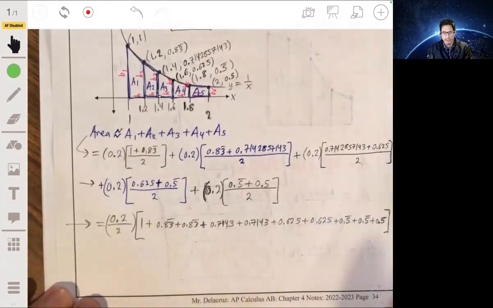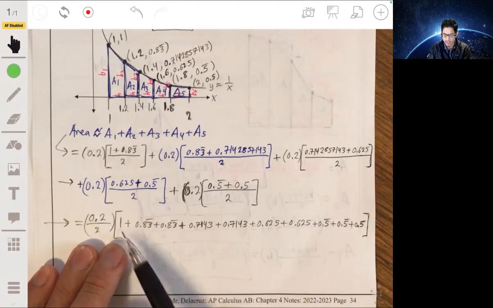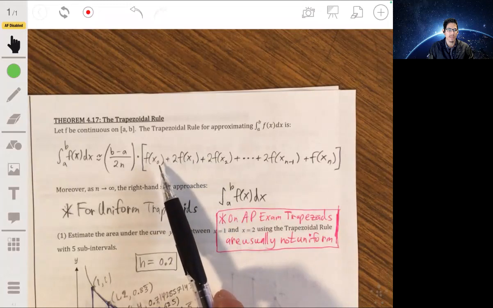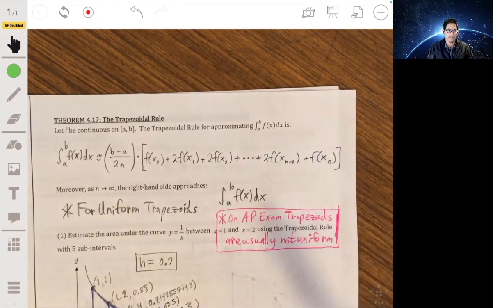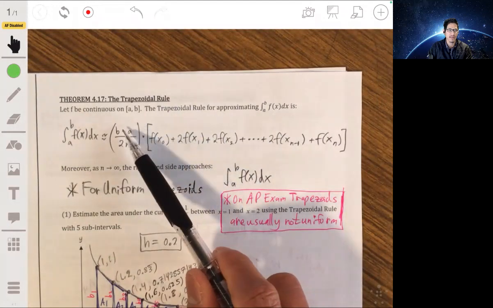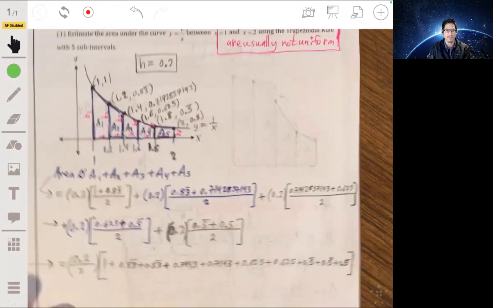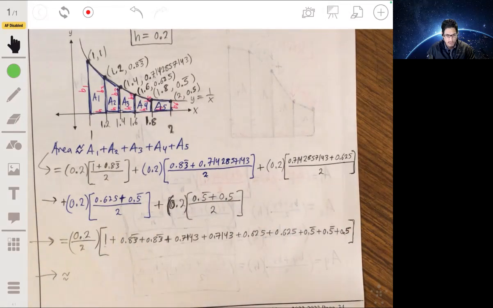Okay, so the reason I'm expanding it like this is so you can see the pattern. See how the 1 appears once, the 0.5 appears once, but all the other bases appear twice. That's where this formula comes in: f of x0 plus 2 times f of x1 plus 2 times f of x2, and so on. Every other base repeats twice except for the endpoints. Then you can factor out the interval width, 0.2, divided by 2. When you do the calculation, we get approximately 0.6956.